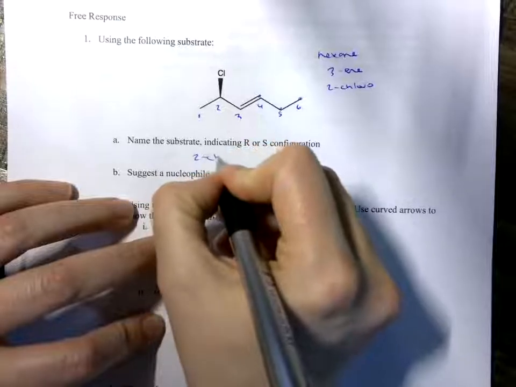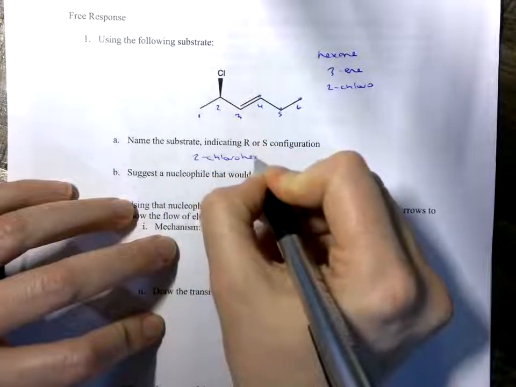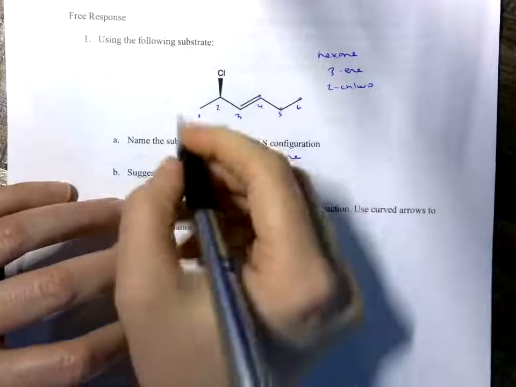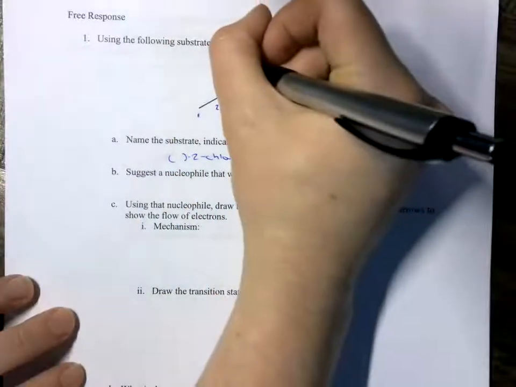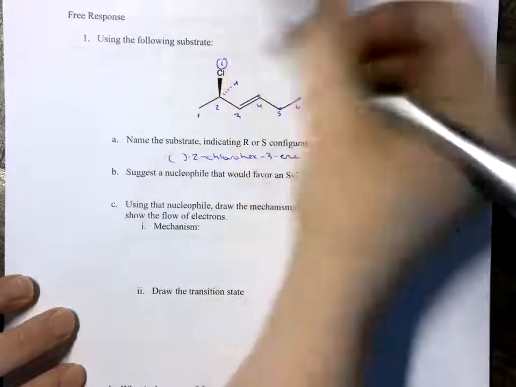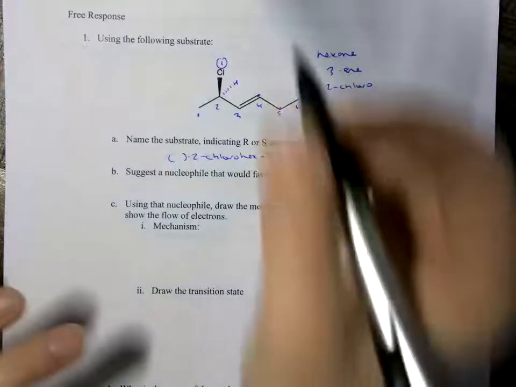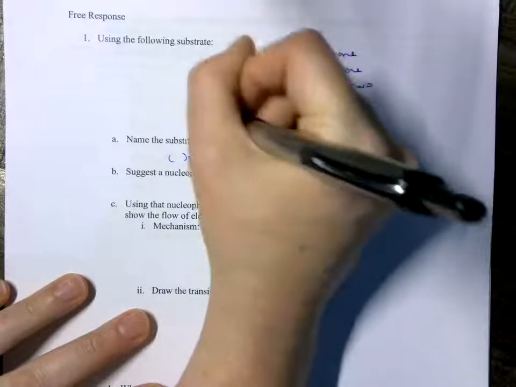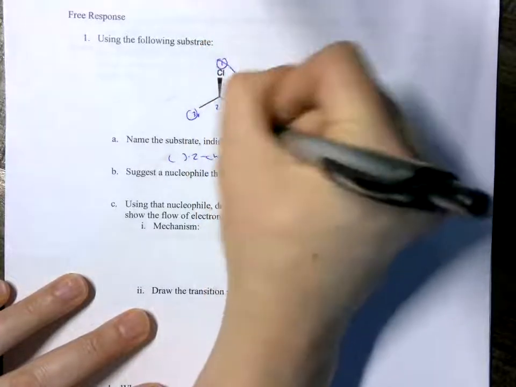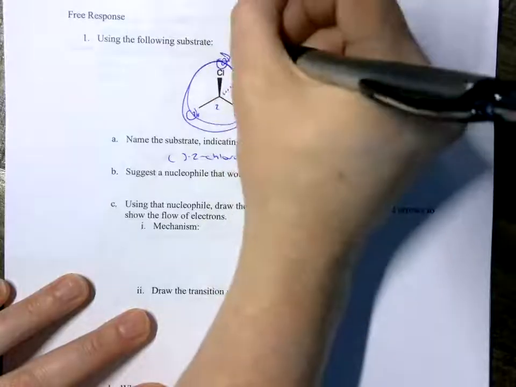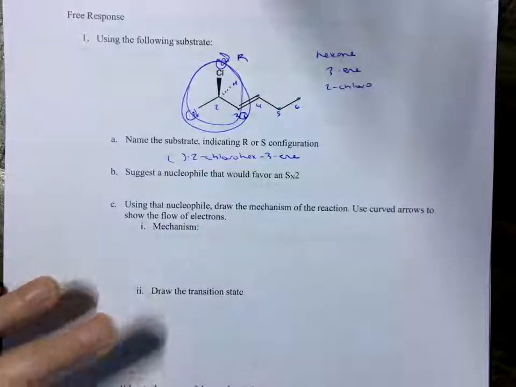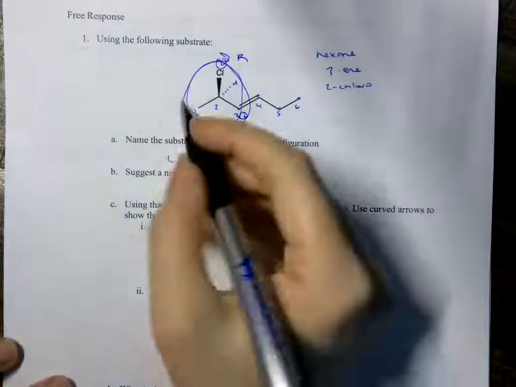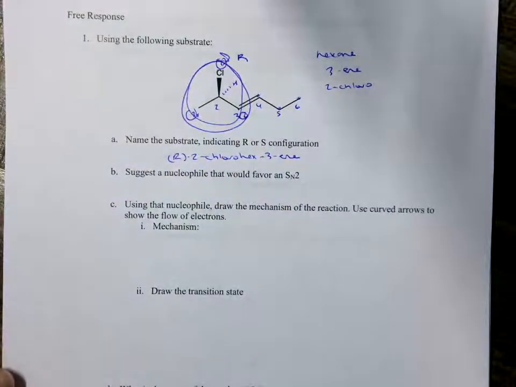So that would be 2-chloro hex-3-ene. And then we have to say if it's R or S. I'm going to assign the highest priority to chlorine. The hydrogen's the lowest priority. It's already pointing back, so that's great. This would be priority 2, and this would be 3. So 1, 2, 3, that goes to the right. So that's clockwise, so that's our configuration. So R-2-chlorohex-3-ene. Is that right?